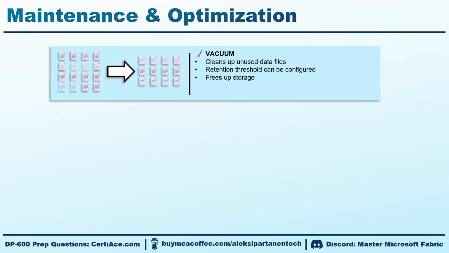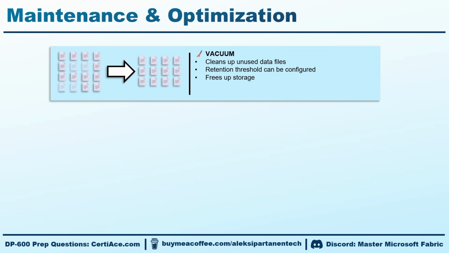We can, for example, run vacuum for files that haven't been used for 7 days. Of course, after running this, we can use the time travel feature to travel only to that point in time and no longer backwards, since that data no longer exists. The primary goal of the vacuum is to free up space in our OneLake.